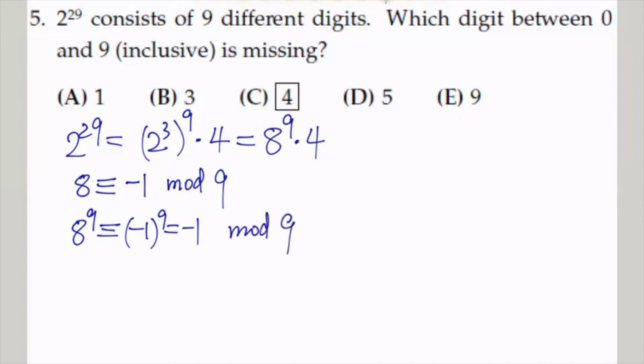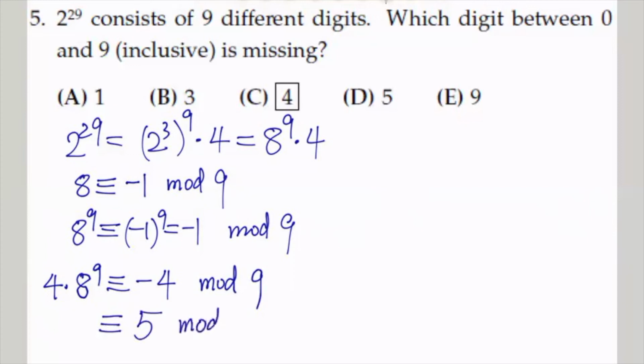And next we use the multiplication. So 4 times 8 to the 9th is congruent with -4 in mod 9, right? And this is also the same as 5, congruent with 5 in mod 9. So this tells us that if we look at 2 to the 29th divided by 9, the remainder is 5.